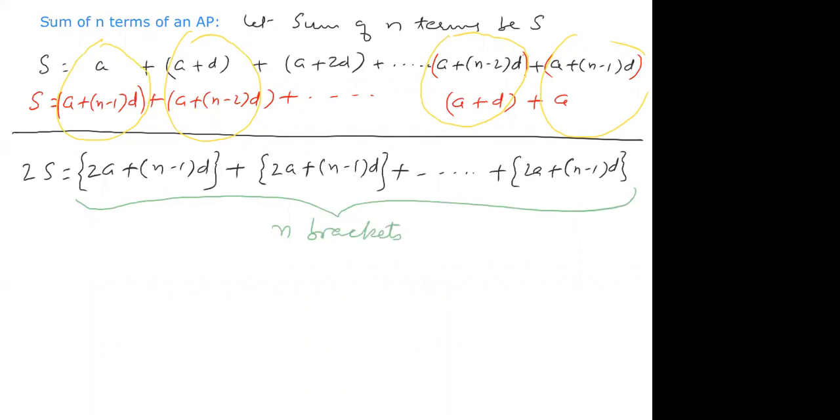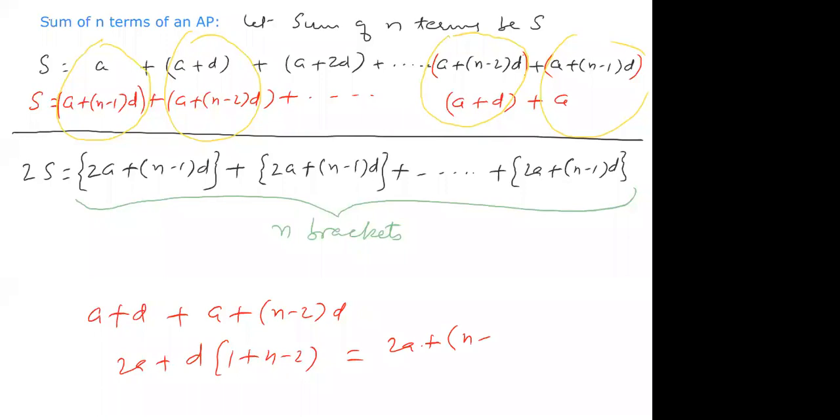Sir, but in the second yellow circle there are 2 D's. In the first one it is A plus D, and in the second one it is A plus n minus 2 into D. Yeah, see here. So this is A plus A, 2A plus D. If I take common, what is left? 1 plus n minus 2. So this is equal to 2A plus n minus 1 into D. Oh, okay. Understood? Yes, sir.